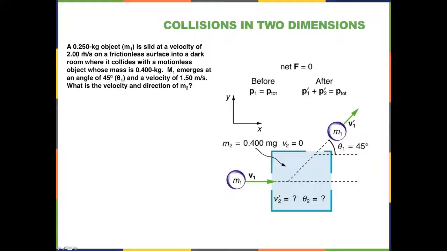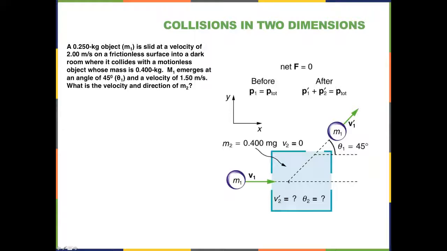So here we have a 0.25 kilogram object, M1, and it's slid at a velocity of 2 meters per second into a frictionless room and collides with an object whose mass is 0.4 kilograms. M1 emerges at an angle of 45 degrees and a velocity of 1.5 meters per second. So it's asking what is the velocity and direction of M2.